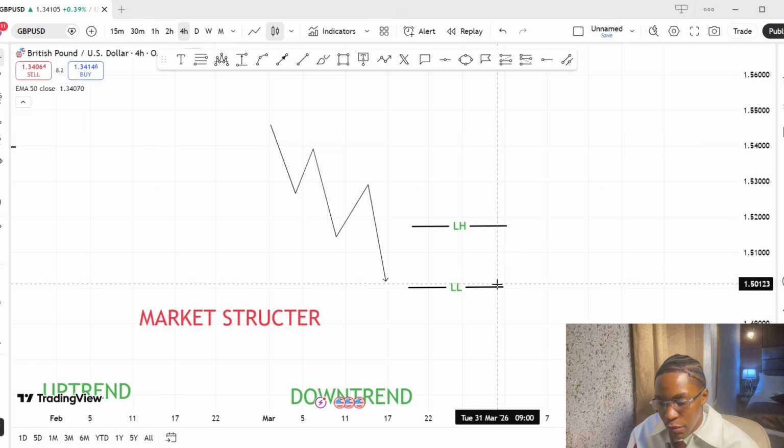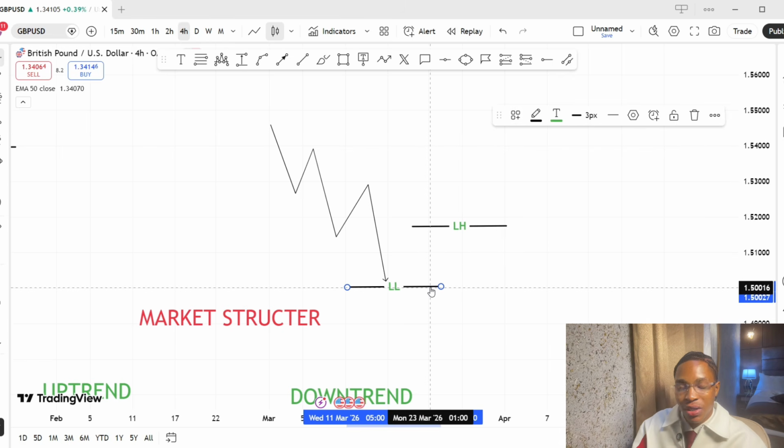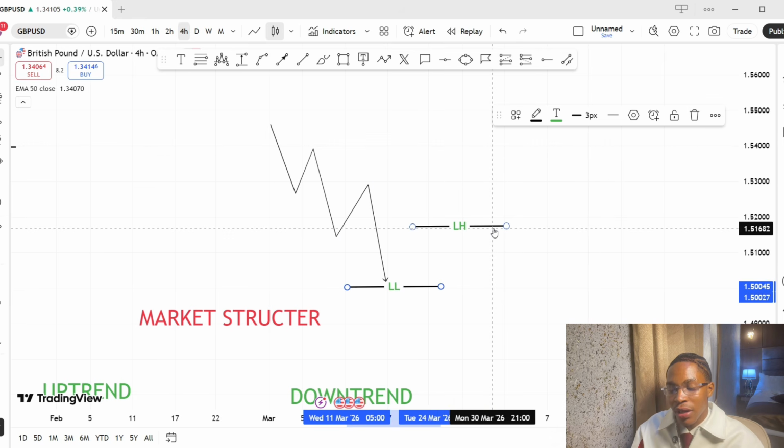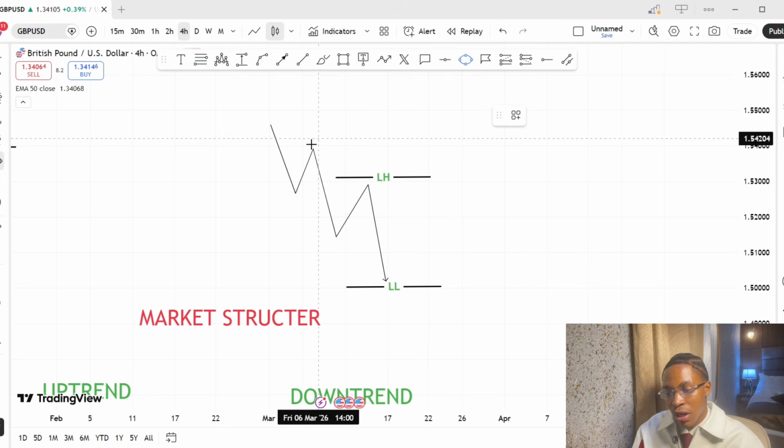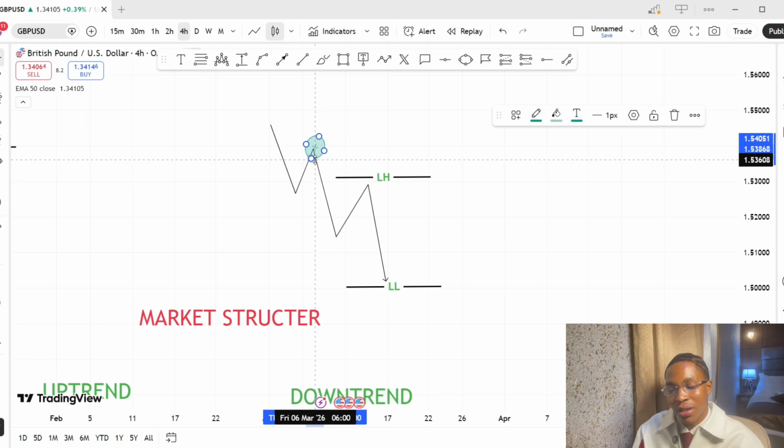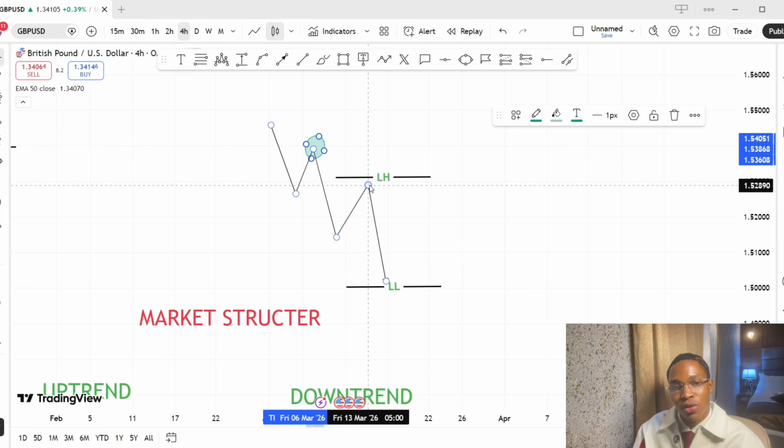Okay, the lower low is basically here. Why? Because this is the lowest low. This is the lowest point in this whole move. And then this is the lower high, because this is a high, but it is lower than this one. As you can see here, we created a high, but it is lower than this one. So it's called a lower high.